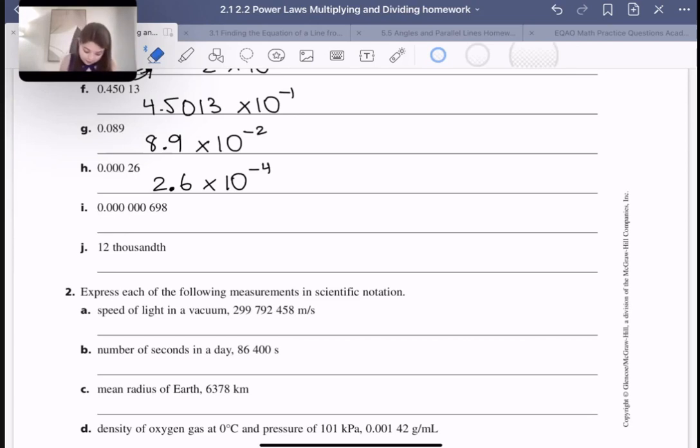What about this one here? 1, 2, 3, 4, 5, 6, 7. Well, we're moving it over 7 times. So it's 6.98 times 10 to the negative 7.